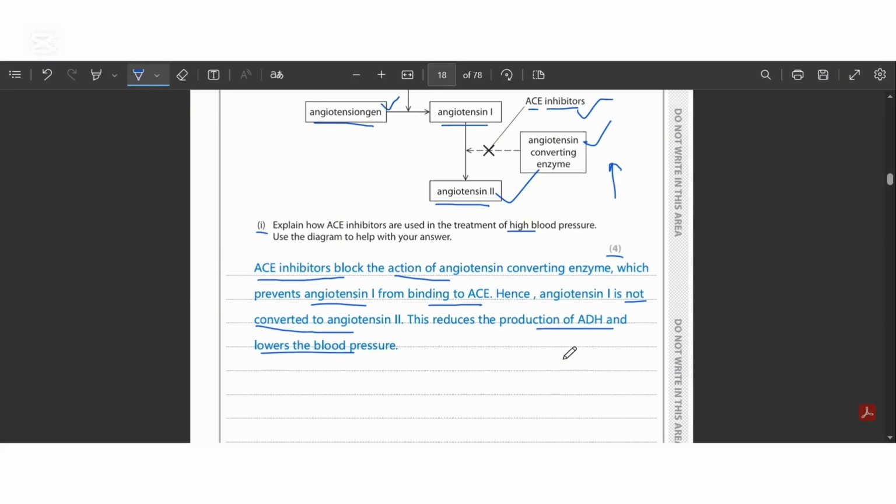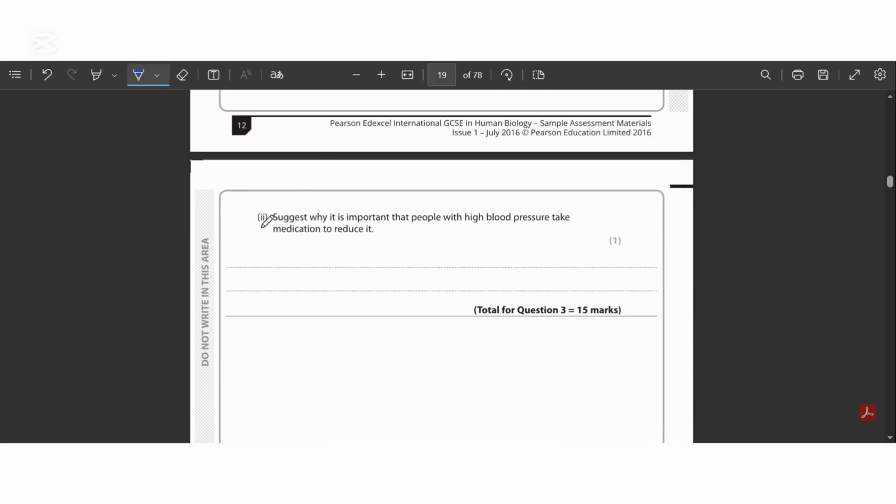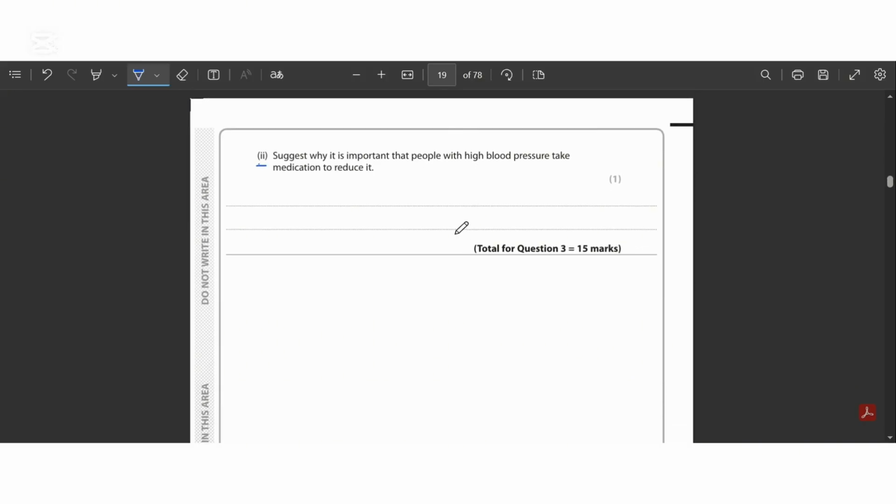All right. So let's move on to the last part of question number 3, which is part 2. It says: suggest why it is important that people with high BP take medication to reduce it. So this question basically refers to how high blood pressure is going to affect people. High blood pressure, as we know, is not healthy, which means it can lead to strokes or heart attacks and such diseases. So medication is very necessary to reduce the blood pressure and to keep the heart healthy.